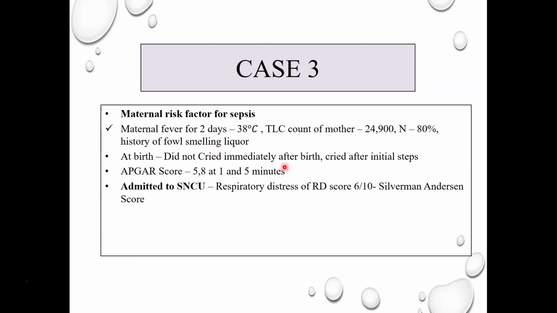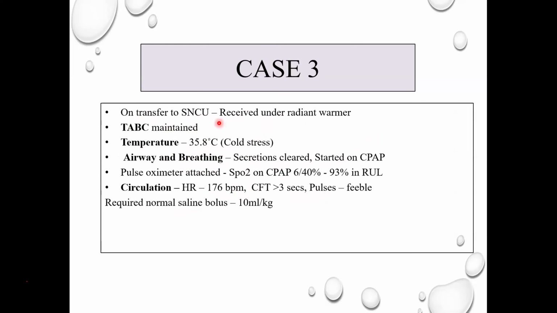The baby did not cry at birth, right after initial steps. Apgar is okay. Shifted to NICU for respiratory distress. Again, we are doing TABC and supportive management. The baby has cold stress, so we are rewarming the baby. Airway and breathing, we are taking care of by CPAP. SpO2 is normal. The baby also has heart rate 176, CFT more than 3 seconds, pulses are poor, and required one saline bolus of 10 ml per kg.